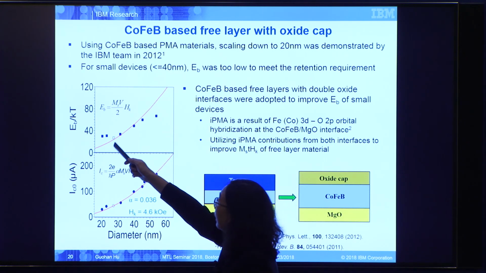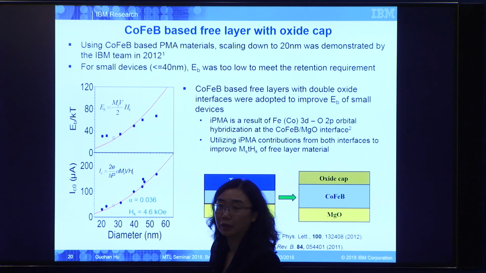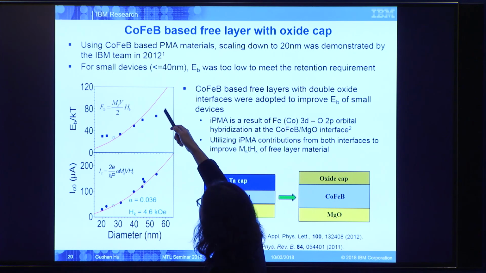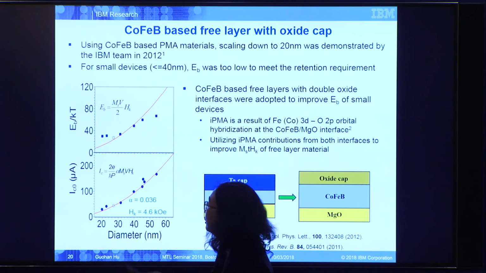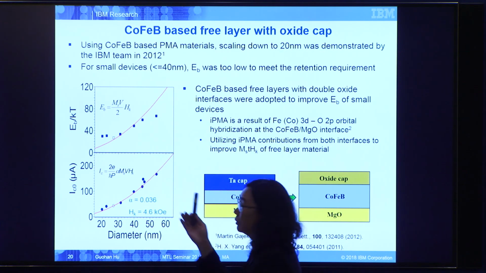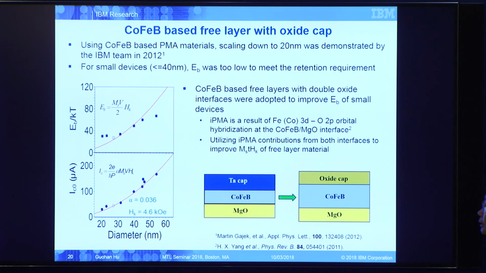But the EB, as you can imagine, your volume is getting smaller and smaller, so it just drops to something acceptable. So at 100 nanometer or 60 nanometer, you are about 60. This gives you roughly 10-year retention. And if you go to 20 nanometer, then below 30 almost. So it's not going to cut it.